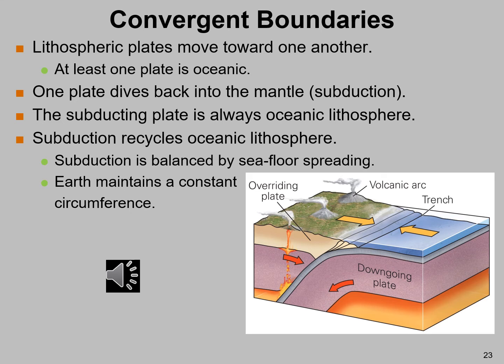The overriding plate is always less dense than the subducting plate. The overriding plate may be a younger plate or a continental plate. Continents are less dense than any marine plate. Remember that continents are felsic and have an average density of 2.7 grams per cubic centimeter, and the mafic marine crust has an average density of 3.0 grams per cubic centimeter. Therefore, continental plates can never subduct.